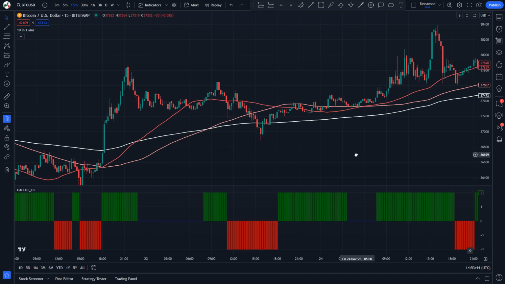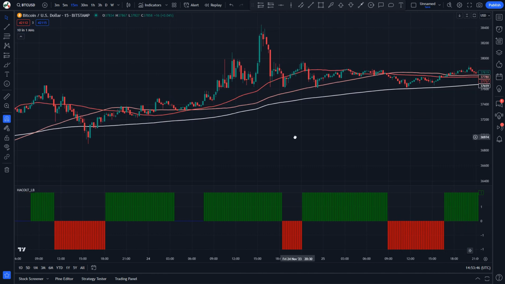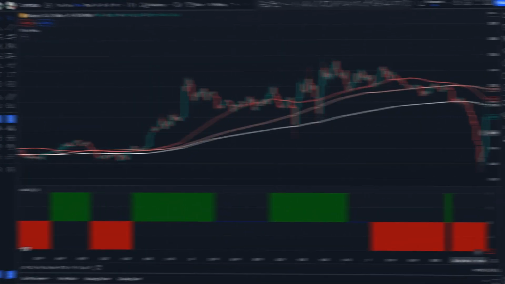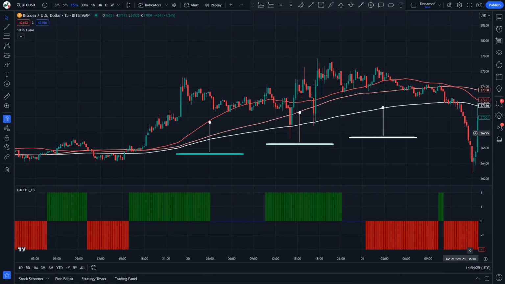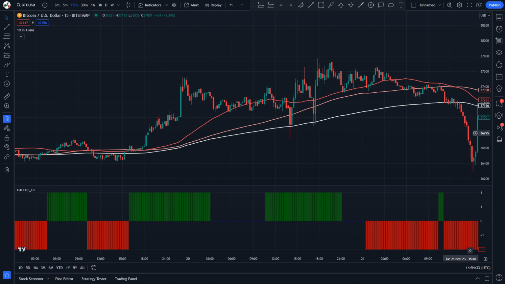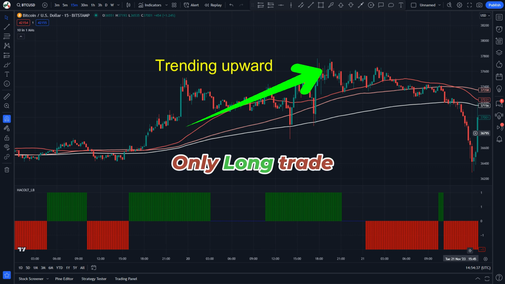The 3-in-1 EMAs are a very powerful combination of moving averages that helps traders better identify a trend. When the price moves above the EMAs and the lines are positioned in a way that on the top is 50, in the middle is 100 and at the bottom is 200, we can confidently say that the market is trending upwards. In an uptrend, only long positions can be taken.